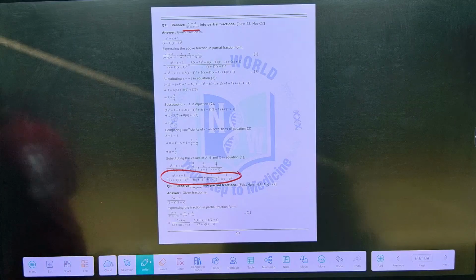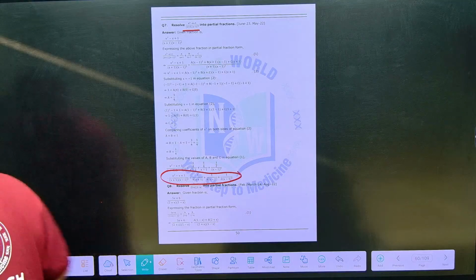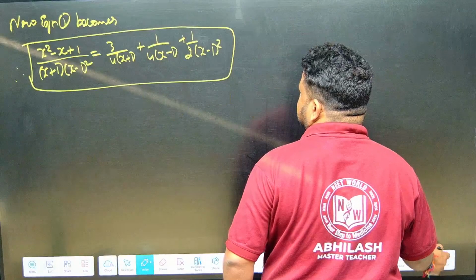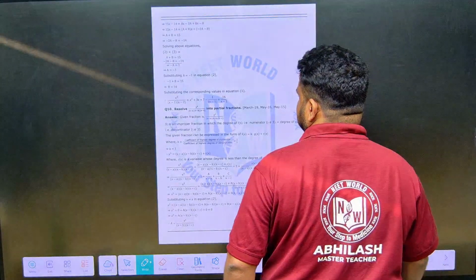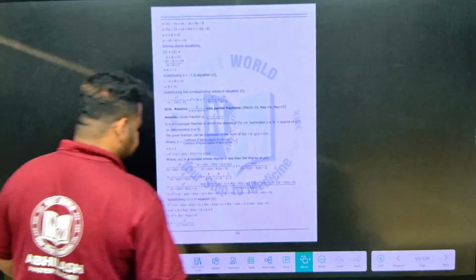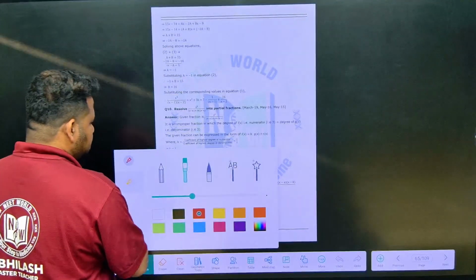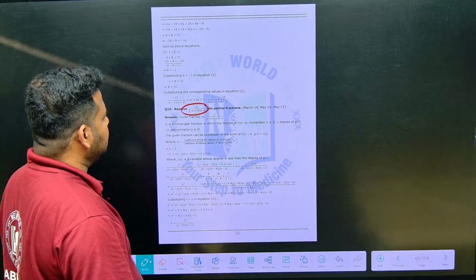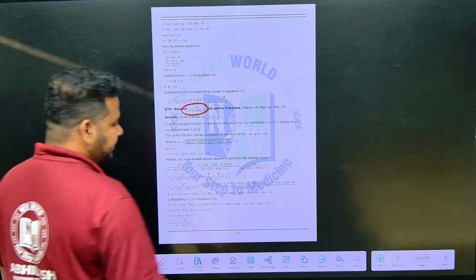Next question, very important question. Let us go to the 10th question, friends. Okay, see here. What they have given? Resolve x cube by x minus a into x minus b into x minus c into partial fractions. This is the question that they have given. Very important question. Mark it as important.